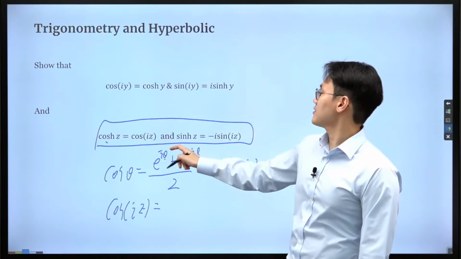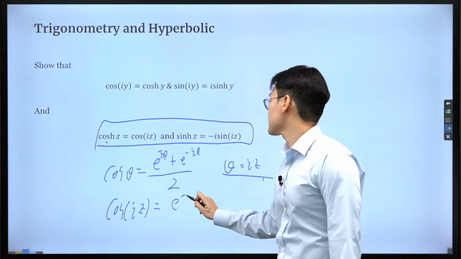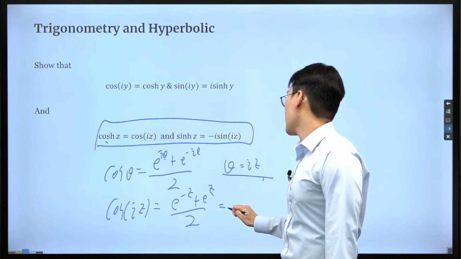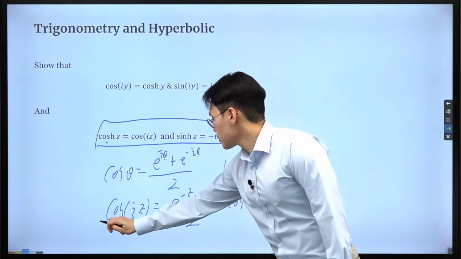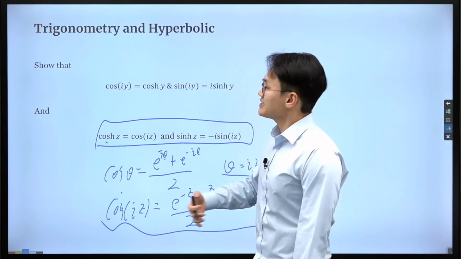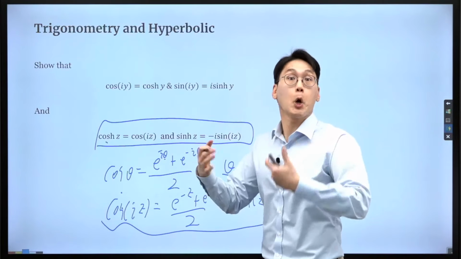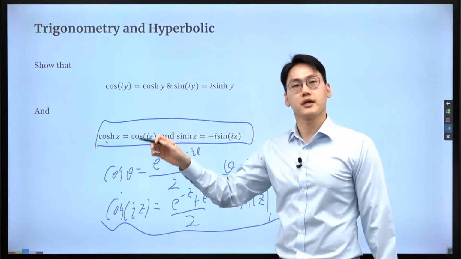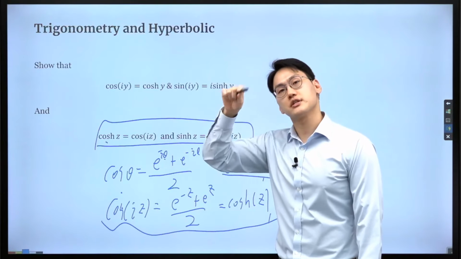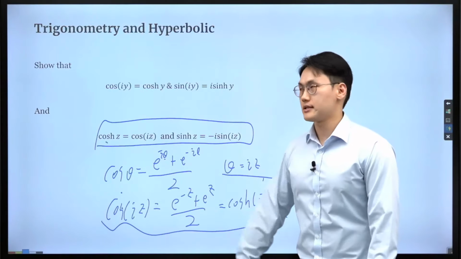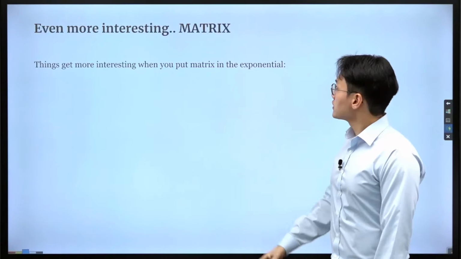If I put iz on the theta, it becomes e to the power of negative z plus e to the power of z over 2, which is hyperbolic cosine. So as you can see, you can link those things in a trigonometric function using the complex number. Hence we give the name of a hyperbolic cosine, hyperbolic sine, although it may not contain the periodic or sinusoidal behavior. Right? But you may see that actually in the complex dimension.